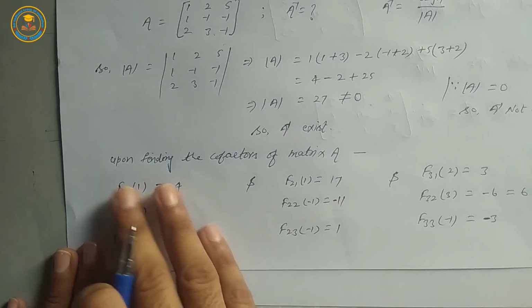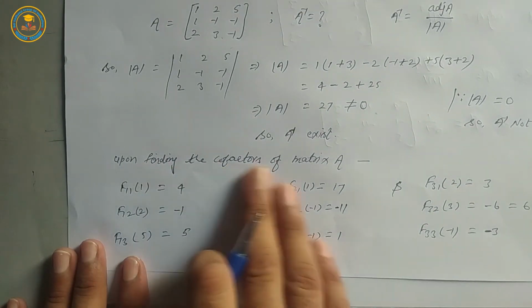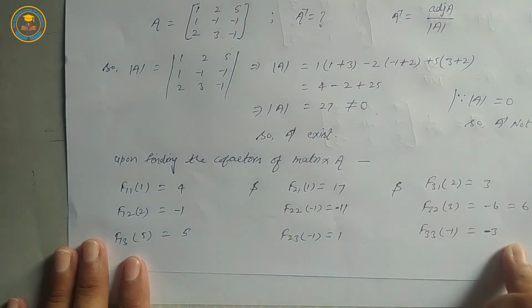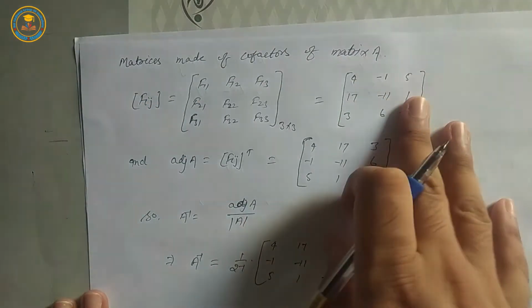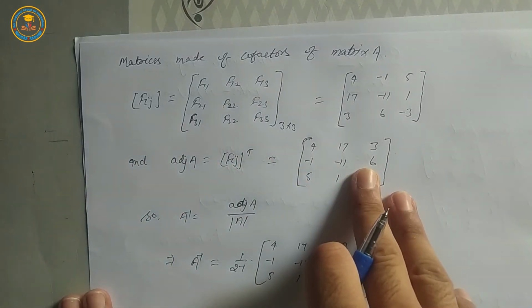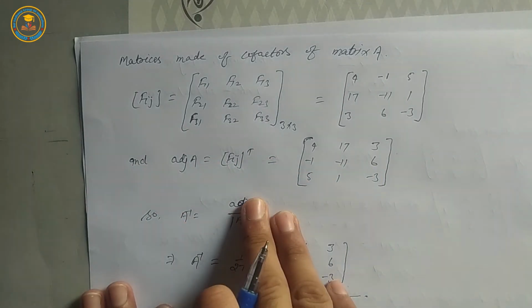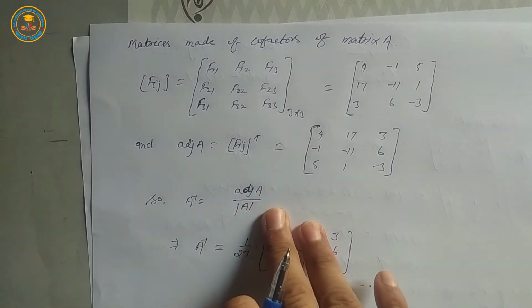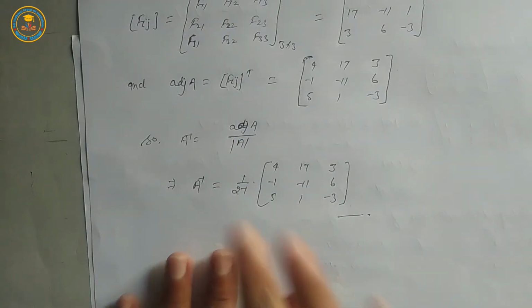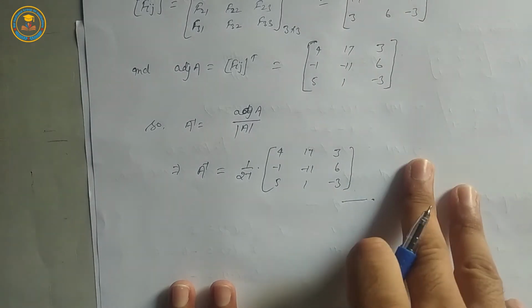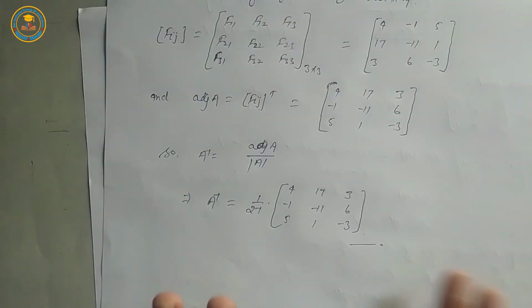Now find the value of adjoint A. Working rule: upon finding the cofactor of matrix A, F11, F12, F13, similarly up to F33, we get Fij, and adjoint A equals the transpose of Fij. A inverse equals adjoint A upon determinant A. Putting the values of adjoint A and determinant A, A inverse is equal to 1 upon 27 into adjoint A. That is the answer. Next question.